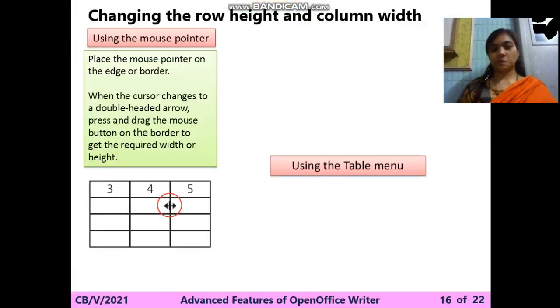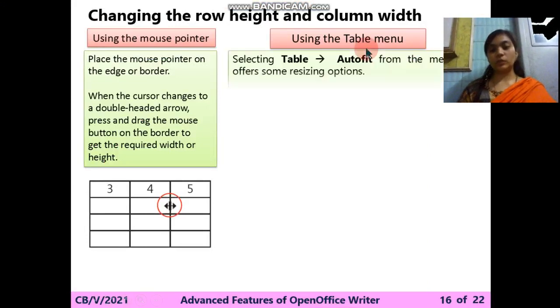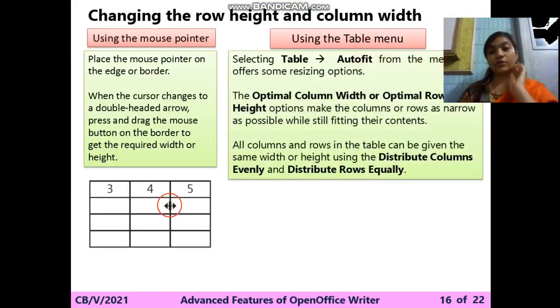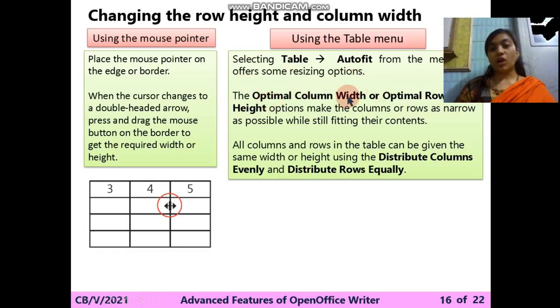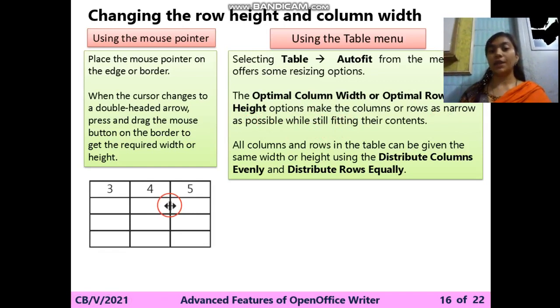Second way, using the table menu, select the table autofit from the menu, first the resizing options. The optimal column width or the optimal row height options make the column and the row as narrow as possible while still fitting their contents. What is the meaning of the optimal column width and the optimal row height? It will narrow the row and the column as much as it possibly can.